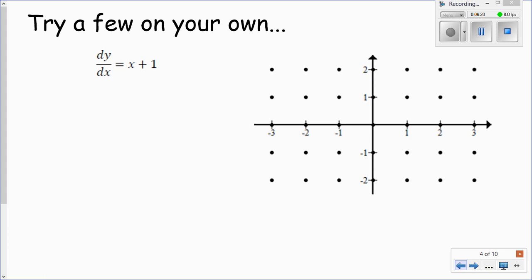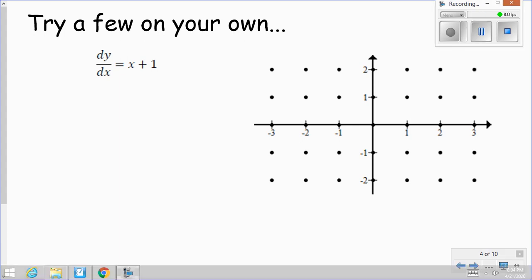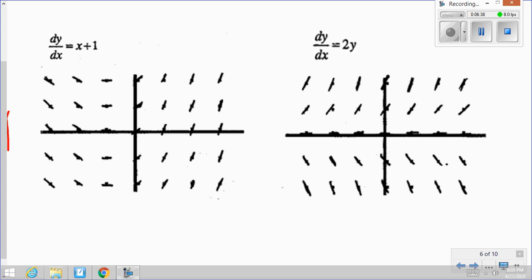So just pause the video and try, because it is a good idea to practice this. Try creating a couple slope fields. All right, so hopefully you were able to sketch these two slope fields. This is what your picture should look like, or pretty close to what we have here for those two problems. Okay, so this is how you actually sketch a slope field.